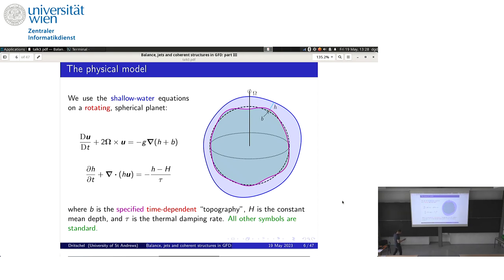So what else is there? That's the rest of the standard setup. Everything else is standard, so the model is simple. The only thing I want to say more is that if you take the curl of this equation, which gives you the vorticity equation, the curl of the right-hand side is zero. So there's no impact of the forcing on vorticity.